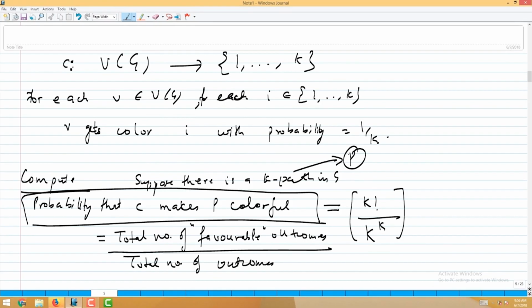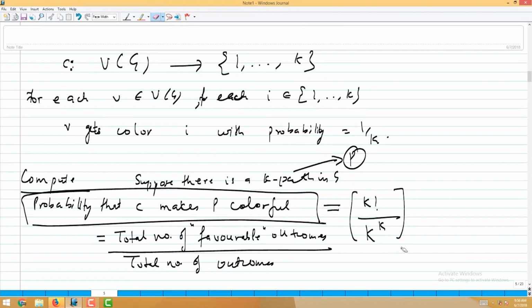But the coloring that I am giving, what is my experiment? My experiment is not just coloring these k vertices. My experiment is coloring all the n vertices of the graph, right? So how many possible colorings will I have? What is the search space of this probability distribution? k power n, right?